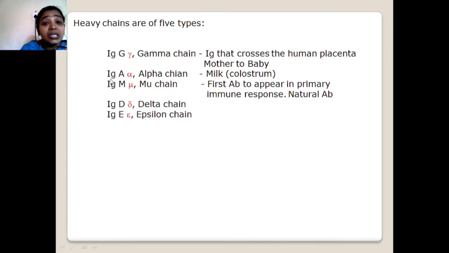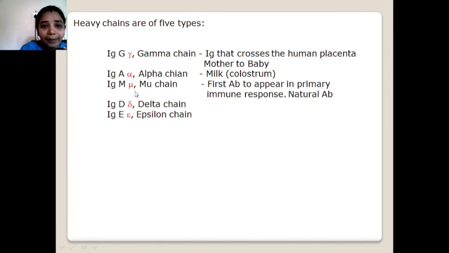Then IgA, alpha. This immunoglobulin, IgA, is rich in milk, especially colostrum. Colostrum is nothing but a yellow fluid. We can get this colostrum at the time of delivery or after birth. The mother's milk contains a large amount of IgA. That milk is known as colostrum.